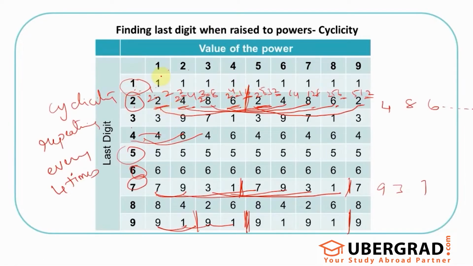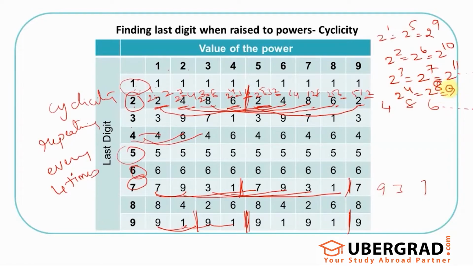Like 2 power 1. So let me write this here. 2 power 1 is same as 2 power 5 is same as 2 power 9. Similarly, 2 power 2 is same as 2 power 6 is same as 2 power 10. With respect to the last digit, 2 power 3 is same as 2 power 7 is same as 2 power 11, and so on. And 2 power 4, 2 power 8, and 2 power 12.